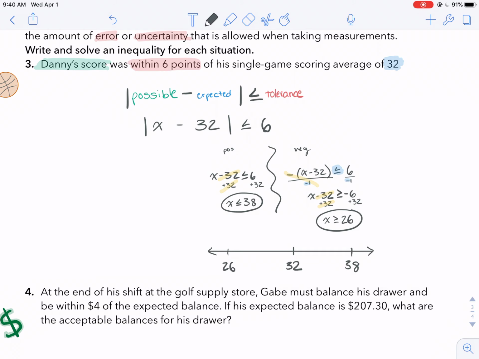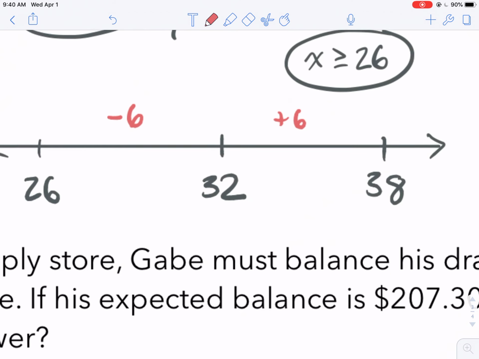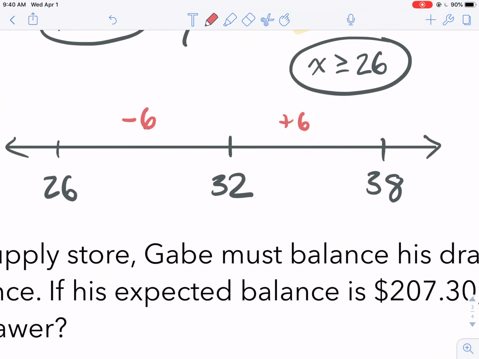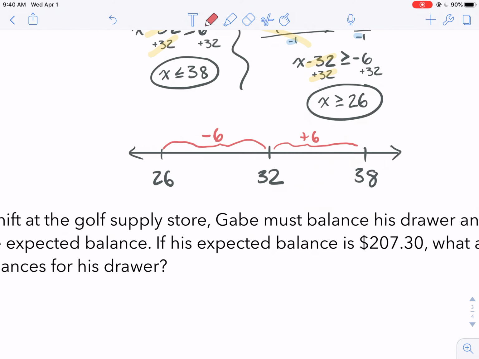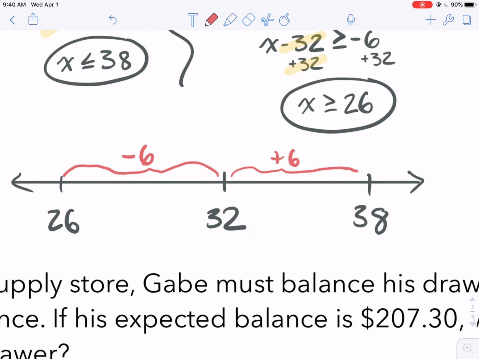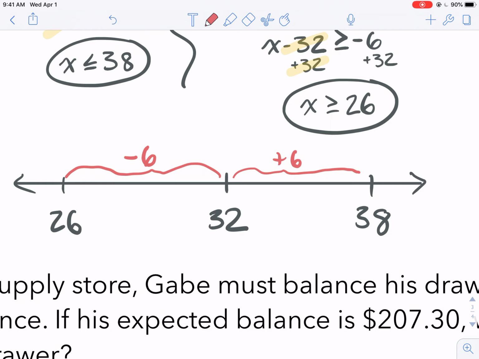Now if we did this right, then the tolerance, the within 6, if we add 6 and we minus 6 from his expected value, we should get our bounds. So 32 plus 6 is 38. 32 minus 6 is 26. Awesome. So now let's go ahead and graph our inequalities and make sure we lined up with that.